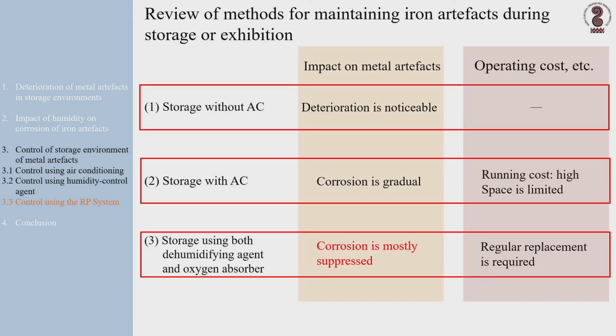The impact of these environment control methods on metal artifacts and their operating costs are listed in this table. The impact of deterioration on metal artifacts will likely be significant in an environment with no air conditioning, especially in Japan where humidity is high. Deterioration can be slowed down by controlling the relative humidity with air conditioning, but this is still not enough to suppress it completely. On the other hand, methods like the RP system that uses dehumidifying agents and moisture barrier films are believed to be effective in preserving iron artifacts.